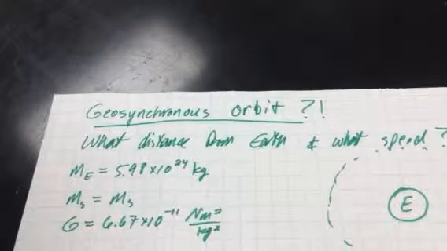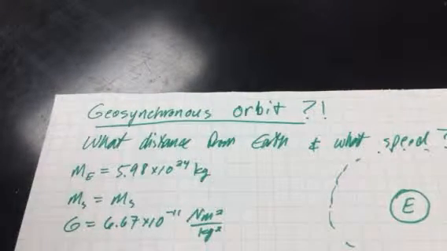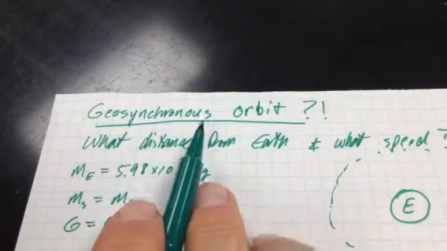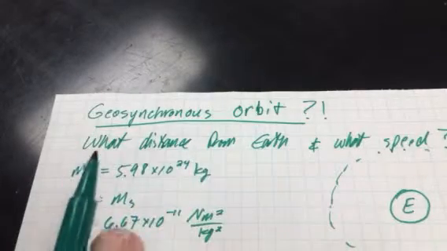All right, we're back with another episode of How the Heck Do You Do That? Where we're going to work out the math of some kind of physics. In this case, we're going to try to figure out how to get a satellite in geosynchronous orbit.